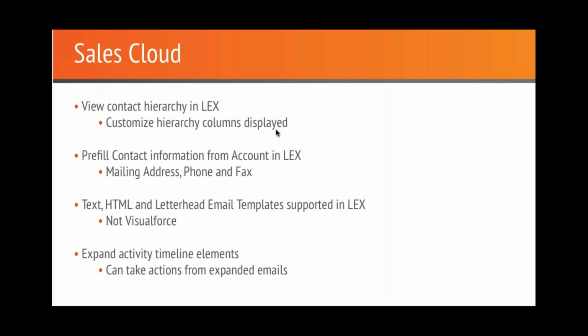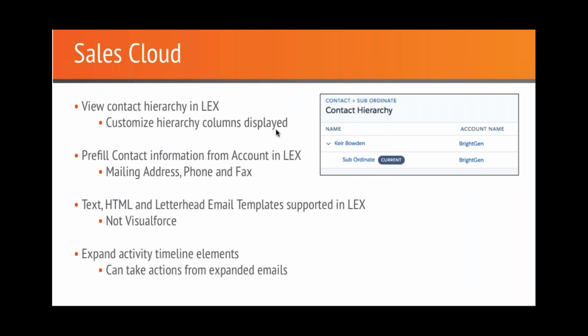You can now view the contact hierarchy in Lightning Experience, which looks a bit like that particular screen grab there. And you can customize the columns that are displayed in that hierarchy page. When you create a new contact in the Lightning Experience, the mailing address, phone number, and fax number fields will be pre-filled with the details from the account record. Obviously, you can overwrite those, but it's an attempt to make the contact creation a little bit more streamlined.